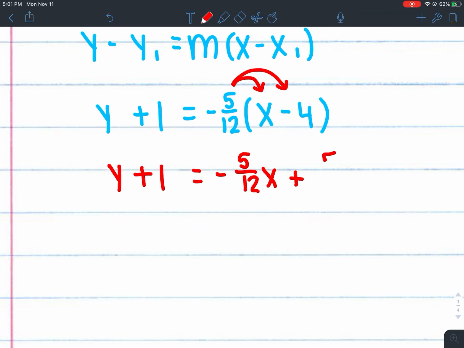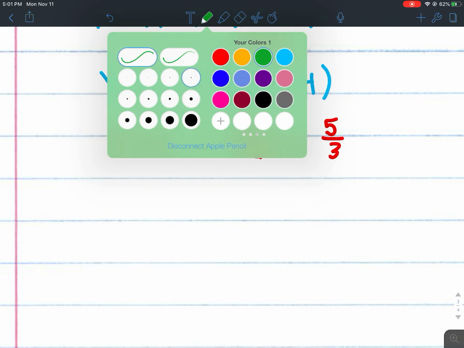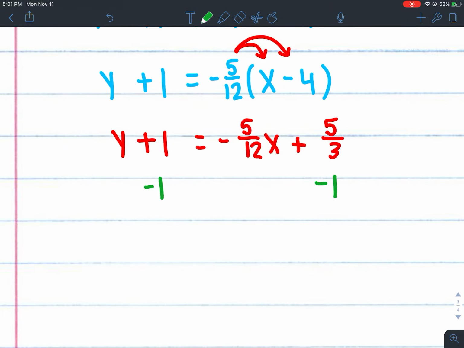Yeah, I think it is positive 5 over 3. Yep. Positive 5 over 3. The next step here, we want to get y by itself, so subtract 1 on both sides. Remember, you can only combine like terms.